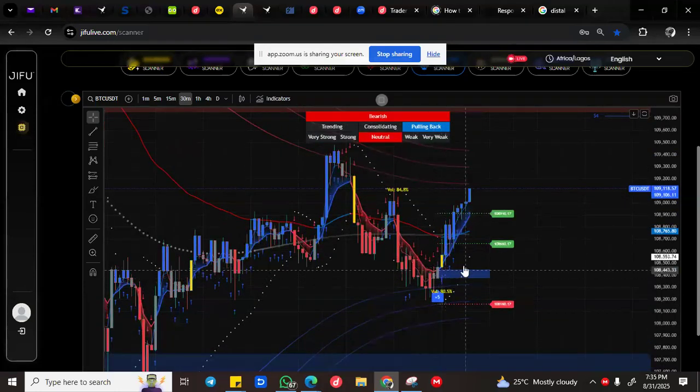Now, this blue, it has a name, entry zone. It's not entry zone, but it has a name. But yeah, it is your entry zone. I forgot. Yes, this is your entry zone, and this is your stop. This red dotted line is your stop loss.